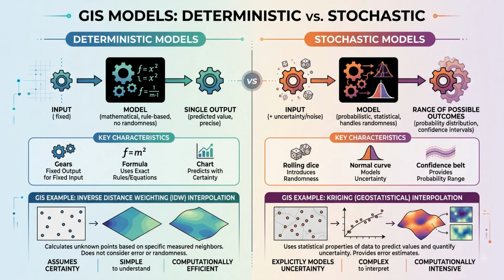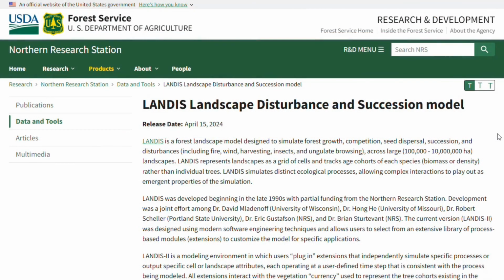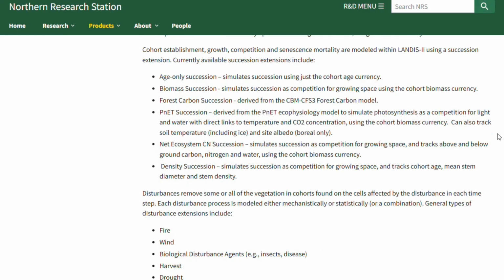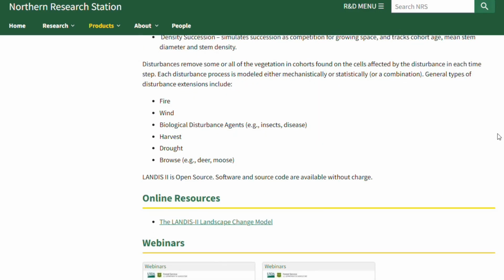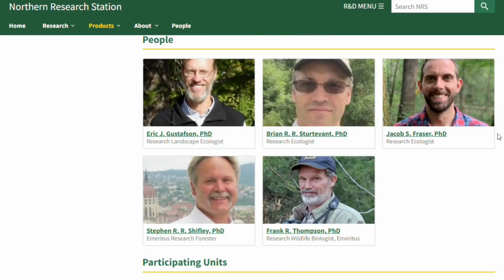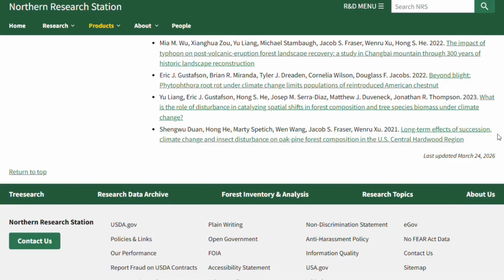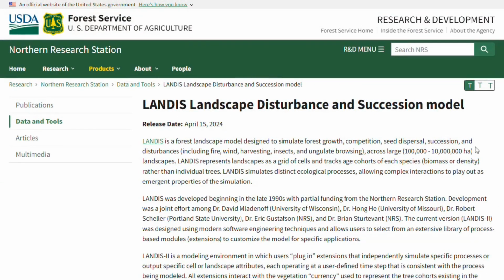Oh, right, Landis. It's a famous model administered by the U.S. Forest Service to simulate forest succession and disturbance. And it incorporates stochastic elements because, well, a lightning strike starting a forest fire isn't deterministic. Right, it's a random probability that alters the entire simulation.